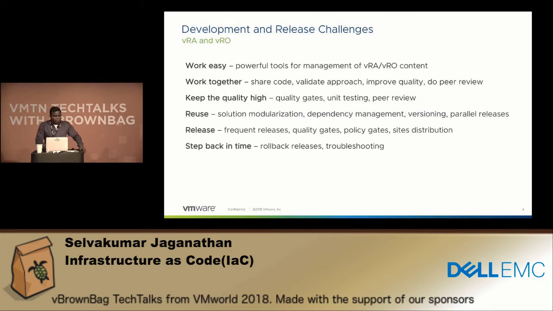Here are the main release challenges, going through the 6 items. You want to give a powerful tool to manage vRA and vRO content, and work together, mainly by sharing code. It's not copy and paste, but sharing quality code among each other, validating each approach, improving quality, and doing peer review across the board to keep quality high.